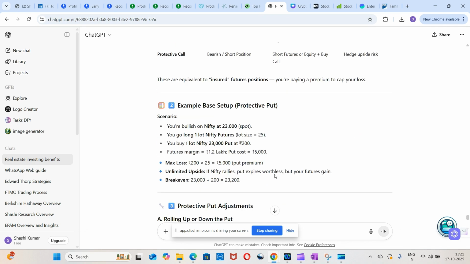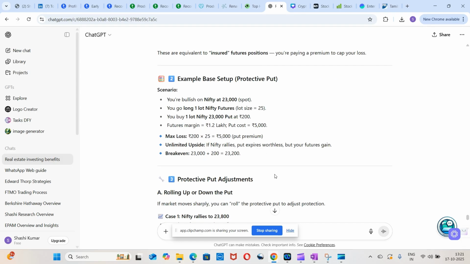Okay, so example based setup for protective put. Scenario: you're bullish on Nifty, for example, 23,000 spot, and you go long on one Nifty futures. Lot size is 25, it seems. This is an example. I'm not sure whether it's 25 or 75 for Nifty futures. Options lot I know is 75, but futures we don't know. So let's assume for the sake of example that you are bullish on Nifty, and the Nifty spot is at 23,000. You go long one lot on Nifty futures, and let's assume the lot size is 25.